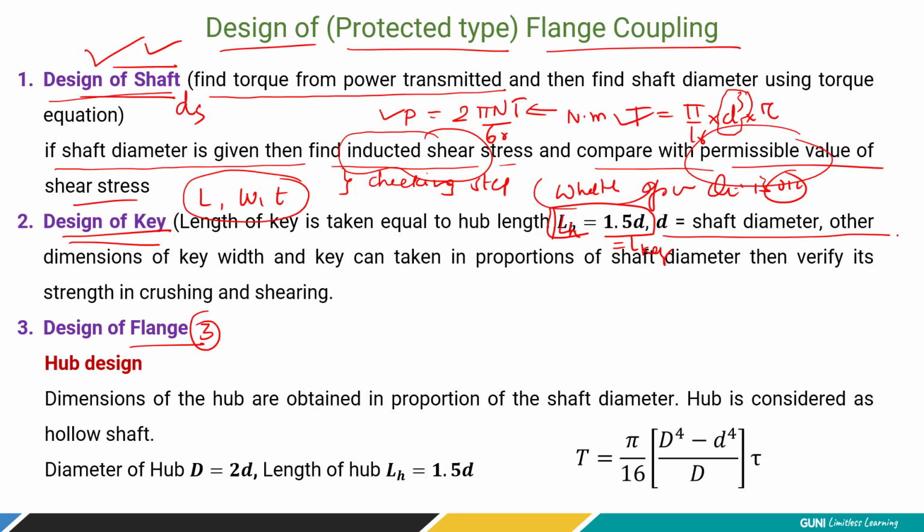So here D is simply shaft diameter, and the other dimension of key, width, can be taken in proportion with the shaft diameter, as usual we learned in the previous theories, right? By considering the shearing and crushing strength of key. Now the important step comes, the design of flange. Now what are the different dimensions? The first is hub design.